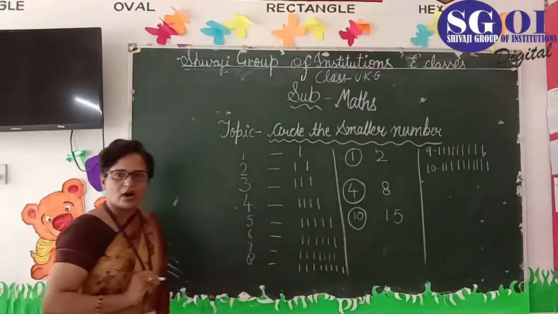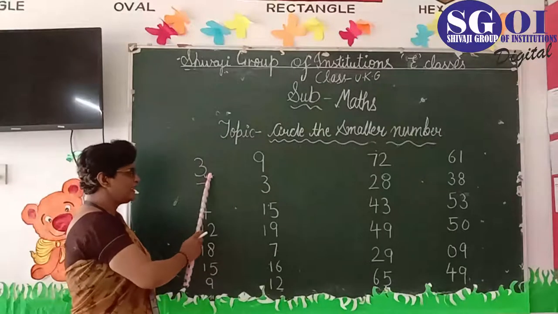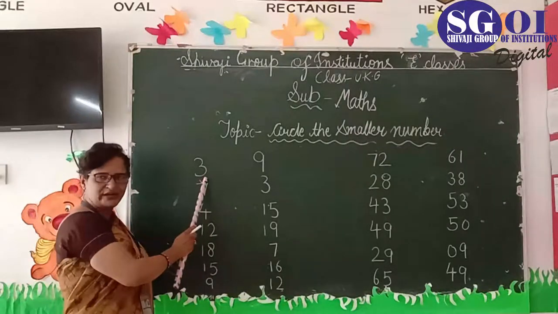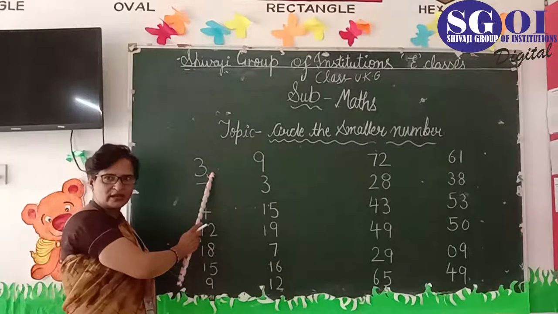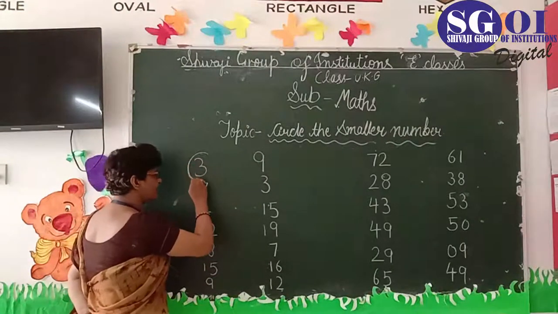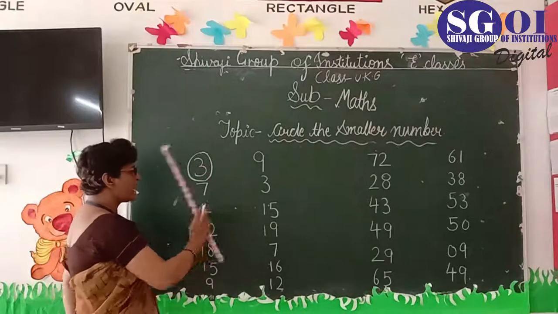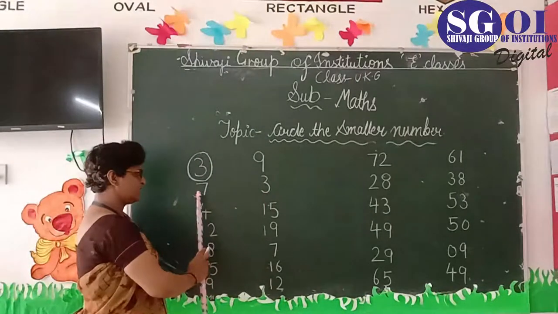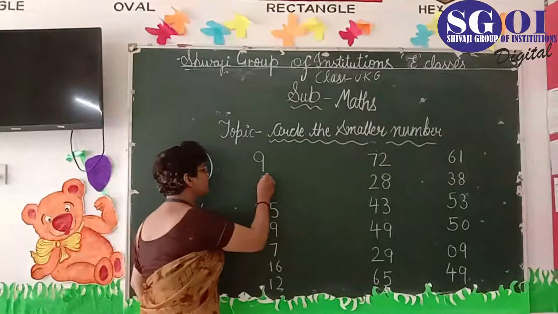Okay, I hope you all have understood this. Okay, so, good students, this is 3 and this is number 9. See on the blackboard, students. Which number is smaller? 3 is smaller now. So what you have to do? Take your pencil and circle the number 3. Because we have to circle the smaller number. 3 is smaller than 9. And the next numbers are 7 and 3. Again 3 is smaller. So we will circle 3 again here.